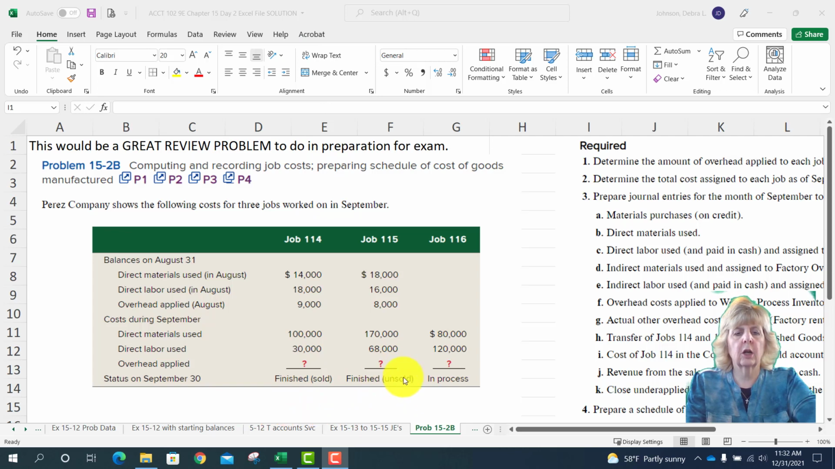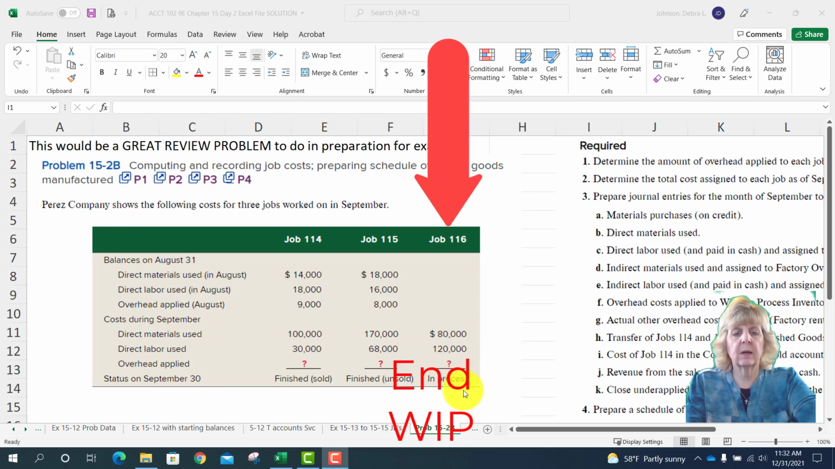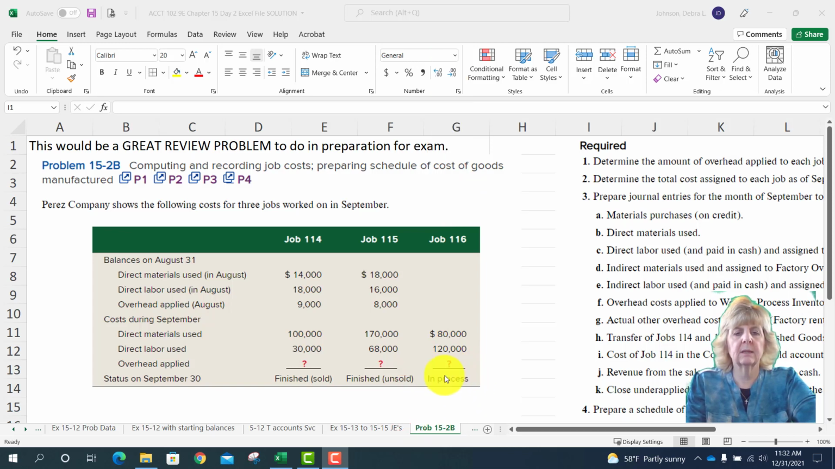This second job was finished but unsold. That means by the time we're done with this problem, that will be hanging around in finished goods. And the third job was still in process. That means by the end of this problem, that will be the supporting job card for the WIP account, because WIP means in process, not yet finished.